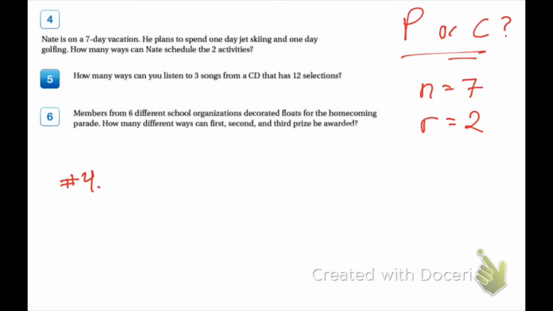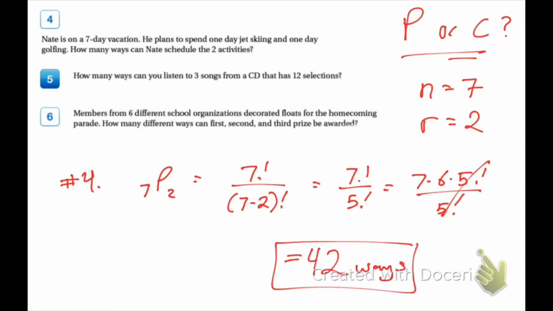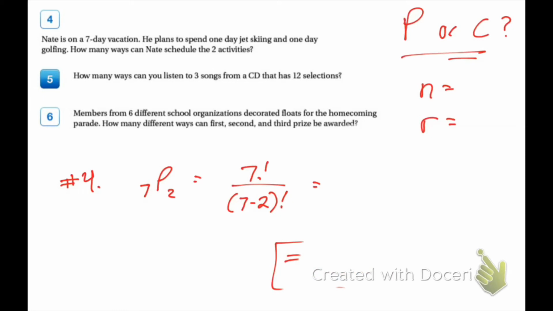So we would have 7P2, which gives me 7 factorial over 7 minus 2 factorial. That gives me 7 factorial over 5 factorial, so 7 times 6 times 5 factorial over 5 factorial. Those cancel, and I'm left with 42 ways. So that is the answer to number 4. Number 5.